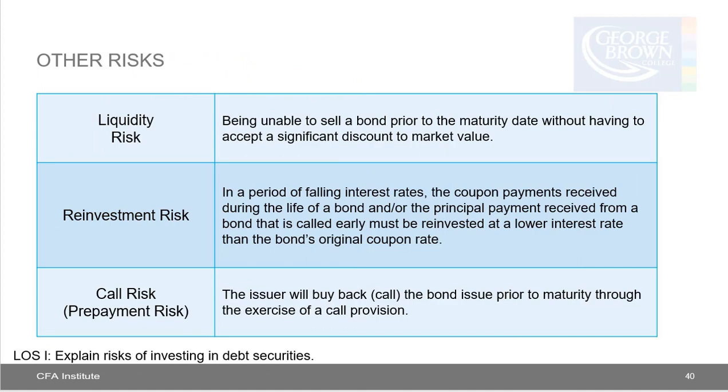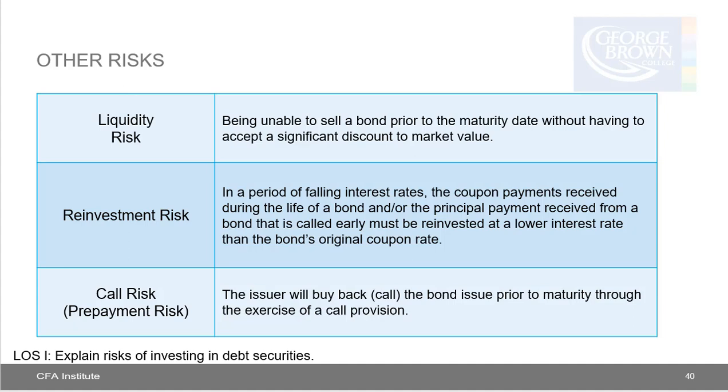So some of the other risks of investing in debt securities, liquidity risk is being unable to sell a bond prior to the maturity date without having to accept a significant discount to the market value. So anytime there's low liquidity in any security, that is liquidity risk because it creates a bigger spread between the bid and offer, or the bid and ask, okay? So same thing with bonds. Liquidity risk is being unable to sell the bond prior to the maturity date without having to accept a big discount to the market value because there's low liquidity.